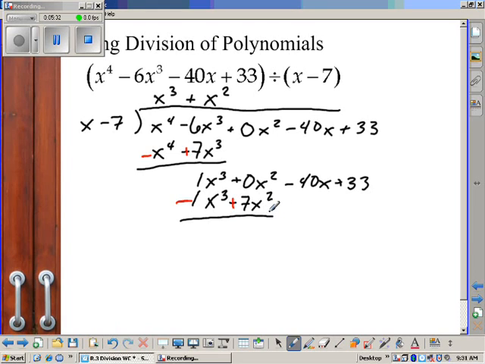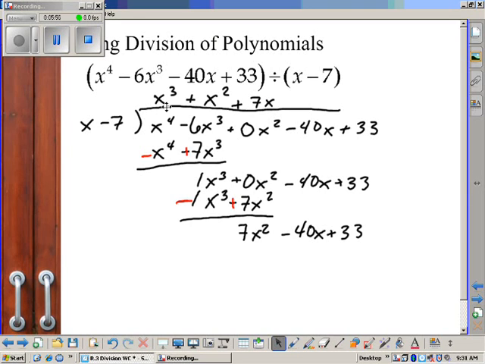And again, this is where taking notes in multiple colors oftentimes is helpful, because when you go back and look at the notes, you can say, oh wait, that wasn't the original part. So finish the subtraction. I get 7x squared minus 40x as I drop the rest of the polynomial down. And we repeat the process all over again. Divide the x into 7x squared. 7x squared divided by x will give us 7x.